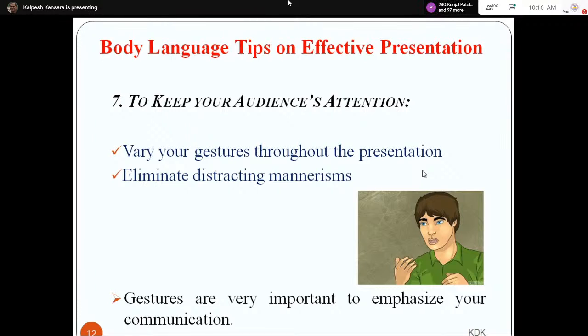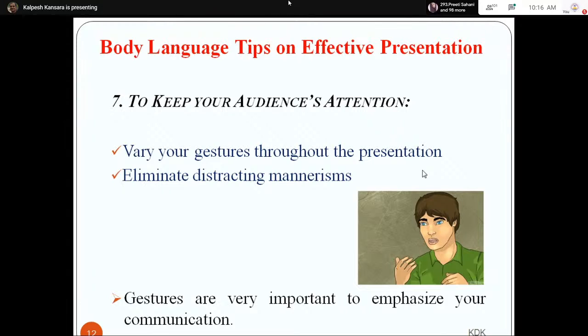The same thing applies to your body language. For example, if you are moving your hand up and down constantly, continuously, repetitively, then it becomes your mannerism. So avoid such mannerisms in your presentation. Make sure that you are not made fun of due to your mannerisms.